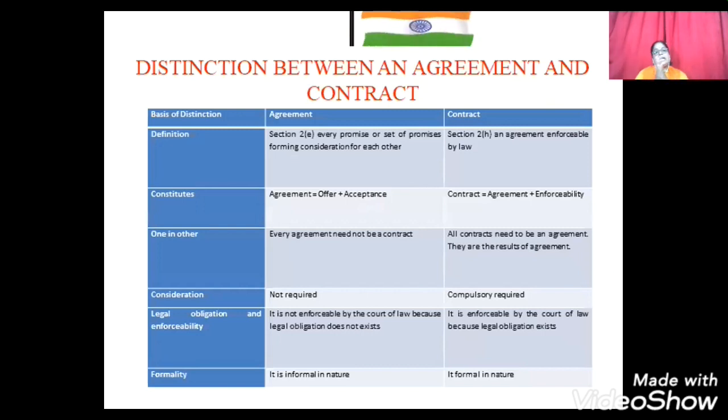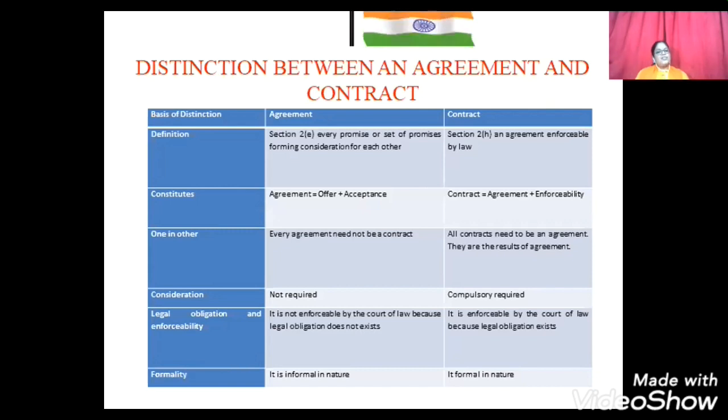Then comes distinction between an agreement and contract. What is the difference between an agreement and contract? Dear viewers, here there are three columns. One is basis of distinction, second one is agreement, third one is contract. Basis of distinction, first one is definition.